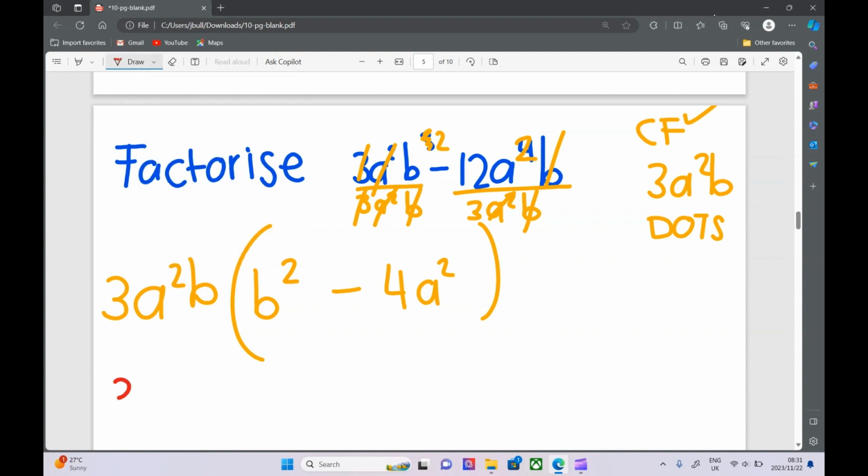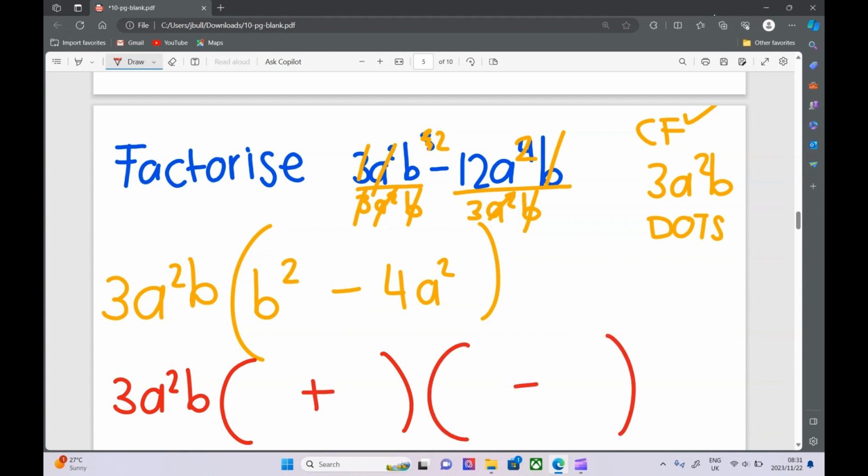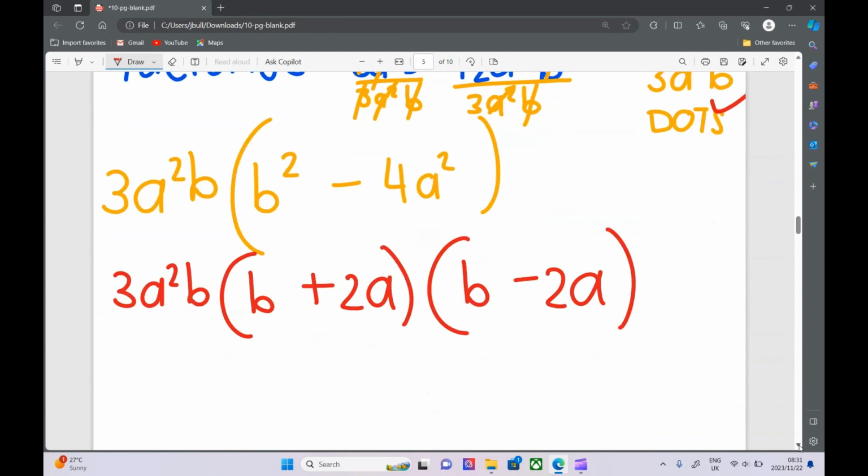So we've got 3a squared b, that stays the same in the front. Difference of two squares, always we have two brackets, a plus and a minus in one, doesn't matter which order. The square root of b squared is just b, so we put that at the front of both. Square root of 4 is 2. Square root of a squared is a. And that is then as far as we go. So that one is then fully factorized. So you can see quite often they expect us to use common factors and then to use difference of two squares. Common factors and then quadratics.